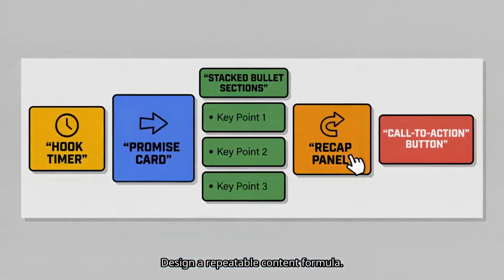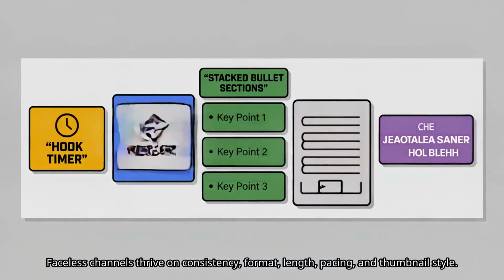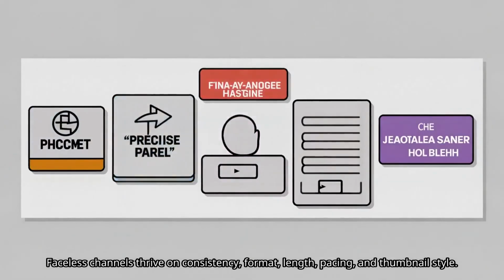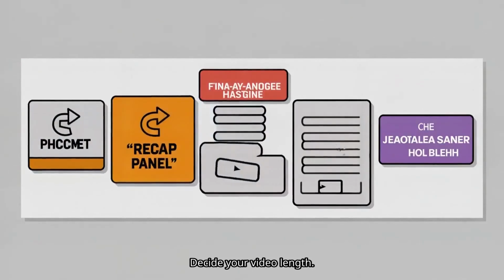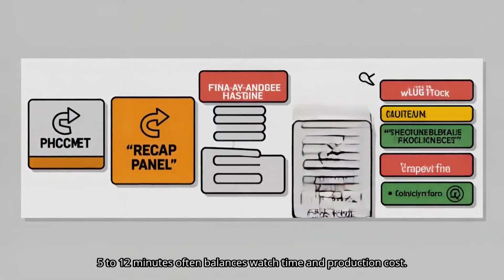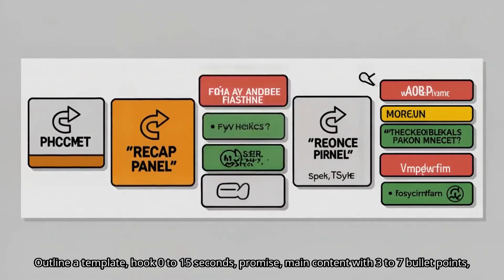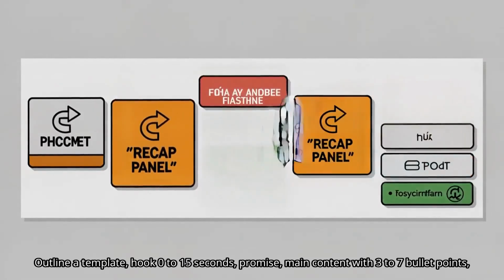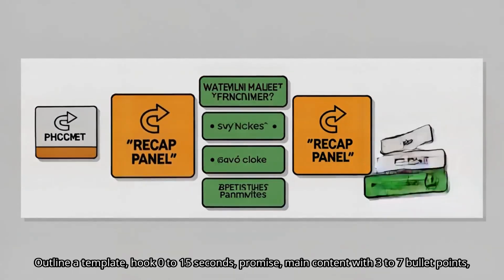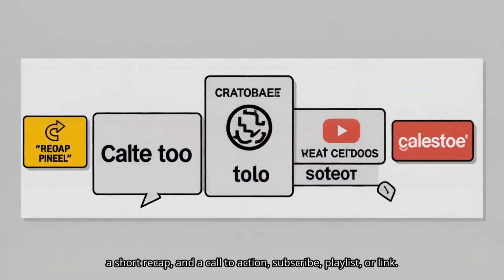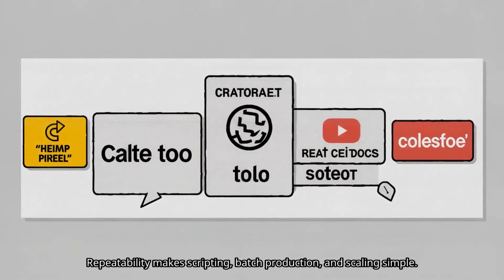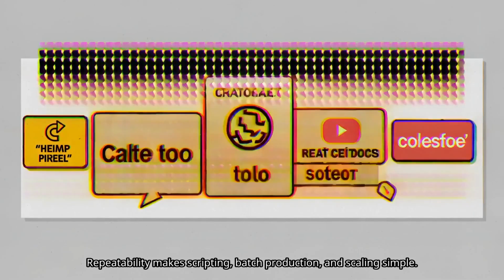Design a repeatable content formula. Faceless channels thrive on consistency. Format, length, pacing, and thumbnail style. Decide your video length. 5 to 12 minutes often balances watch time and production cost. Outline a template. Hook, 0 to 15 seconds. Promise, main content with 3 to 7 bullet points, a short recap, and a call to action: subscribe, playlist, or link. Repeatability makes scripting, batch production, and scaling simple.